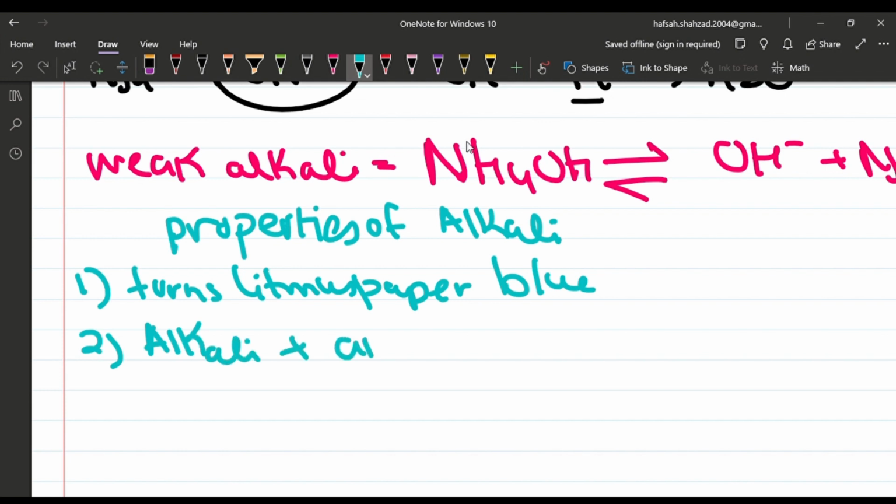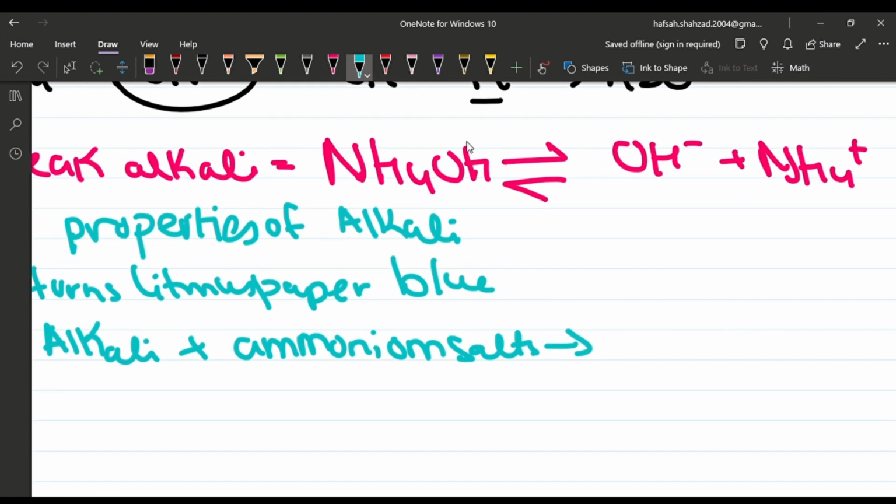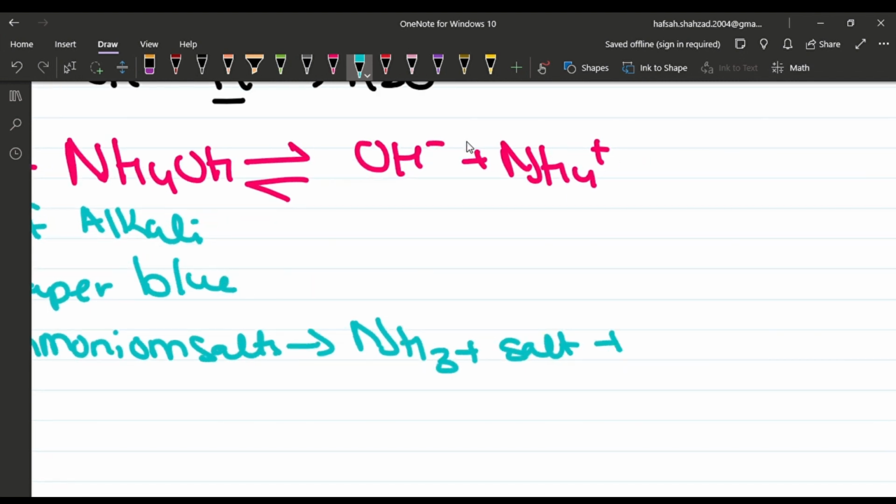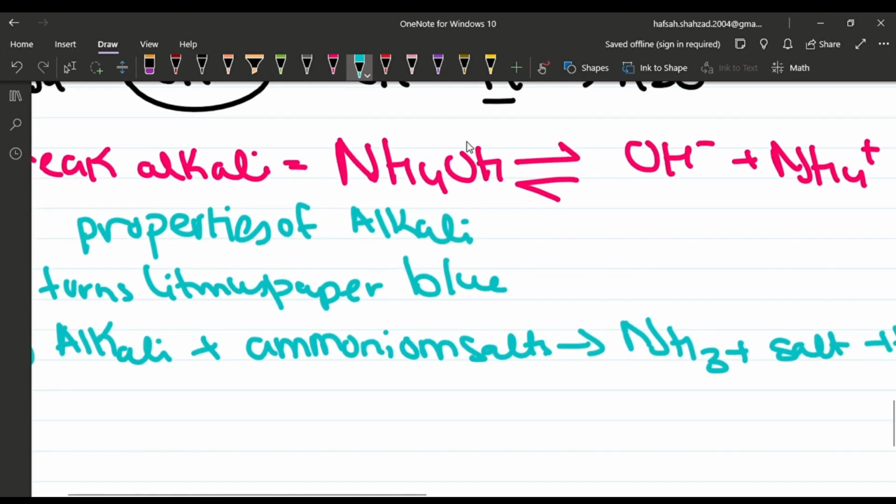Alkali plus ammonium salts. It's U, not O, if you were wondering. Alkali and ammonium salts, they give out ammonia gas and obviously a salt and water. Now let's take a few examples of these reactions.